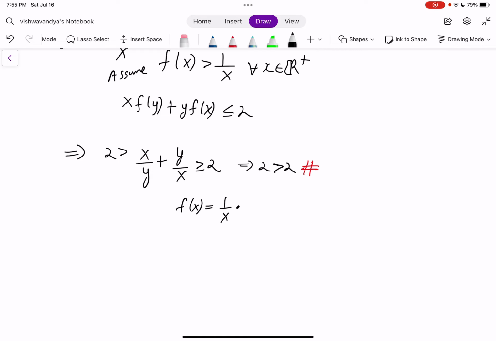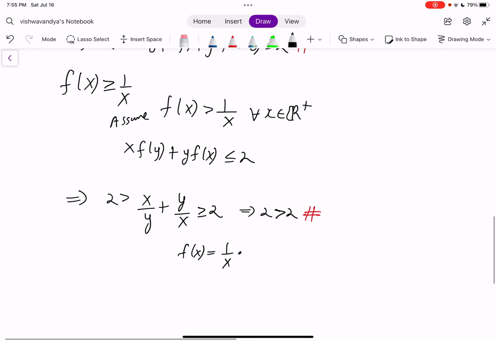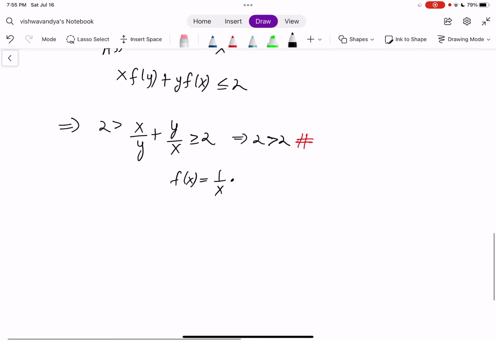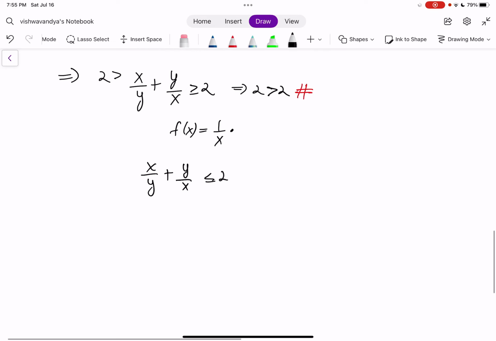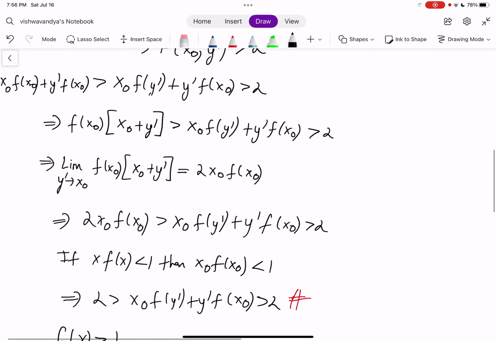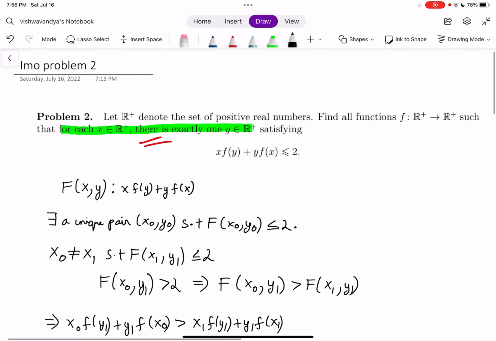And if it's 1 over x, let's see what happens. We have that x by y plus y by x is at least 2. According to AM-GM, this is at least 2, so x by y plus y by x is equal to 2. This can only happen when y is equal to x. So this completes the problem: the unique y for each x belonging to R plus is indeed x itself.